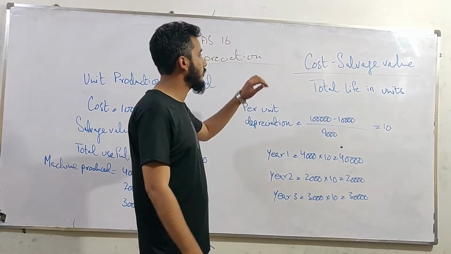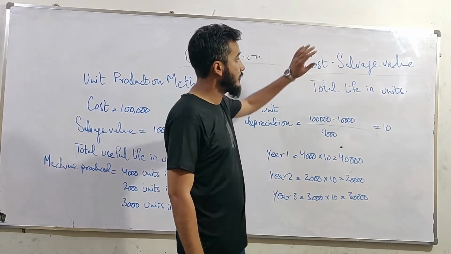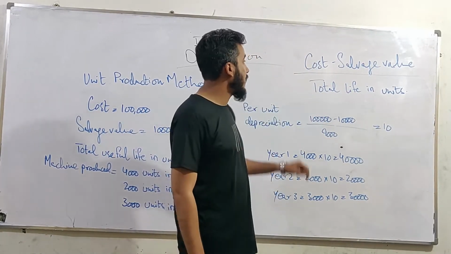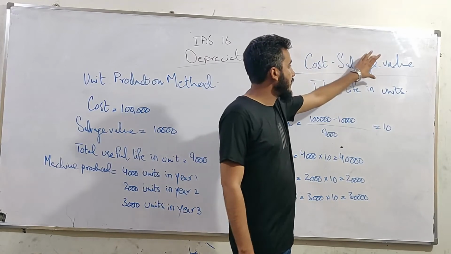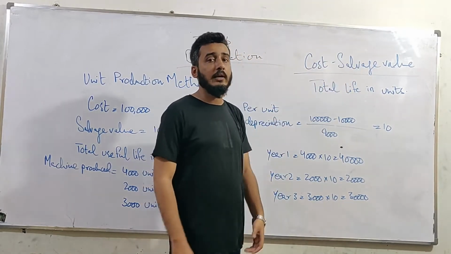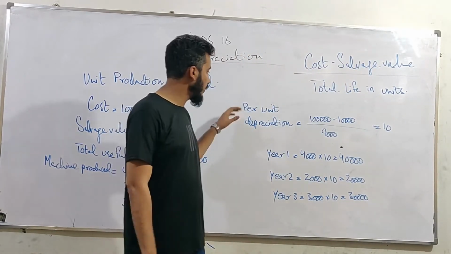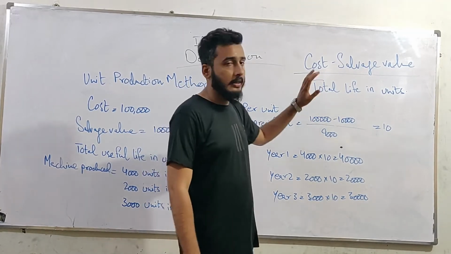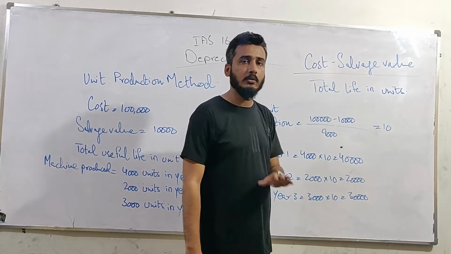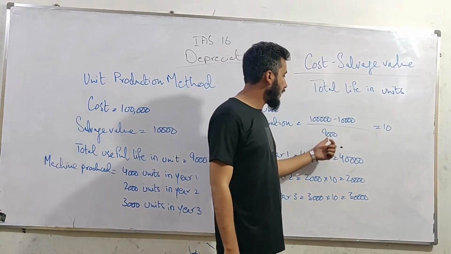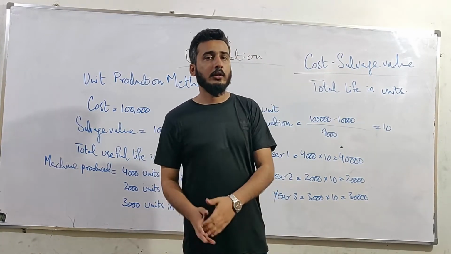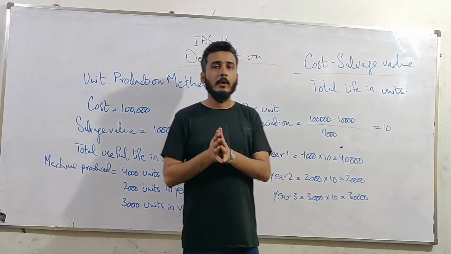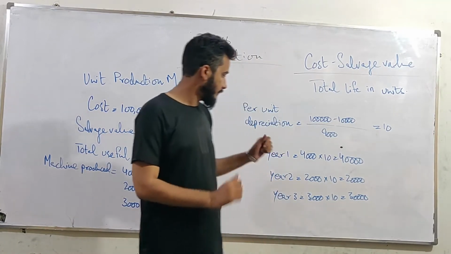Here we have the formula to calculate the depreciation under the unit production method, that is cost minus salvage value divided by total useful life in units. So we will get per unit depreciation. Here the cost is 100,000 minus 10,000 salvage value, divided by the total useful life in units, and we shall get 10 rupees per unit depreciation.